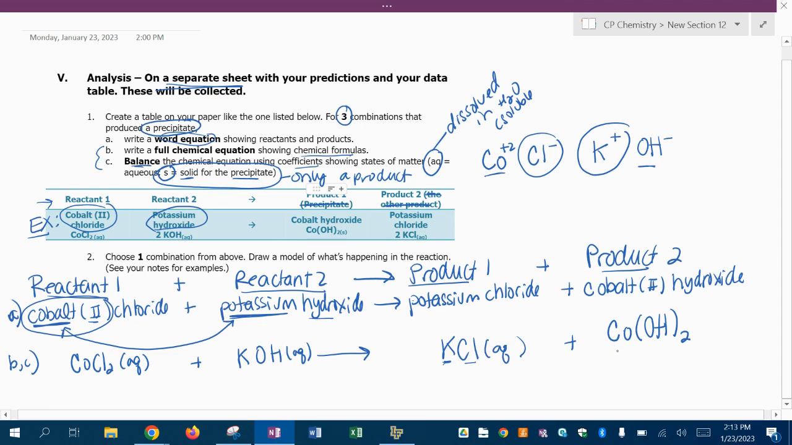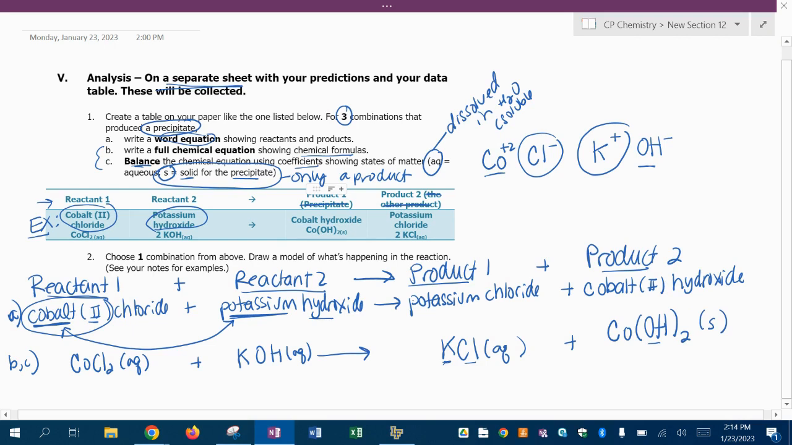There's no rule specifically for cobalt on the solubility rules, but hydroxide is. Hydroxide says insoluble, exceptions, group 1 and heavy group 2, which are calcium, strontium, and barium. Well, cobalt isn't in group 1, it's a transition metal, and it's not calcium, strontium, or barium, so that means this is insoluble. In other words, that's your precipitate. So we put an S next to it.